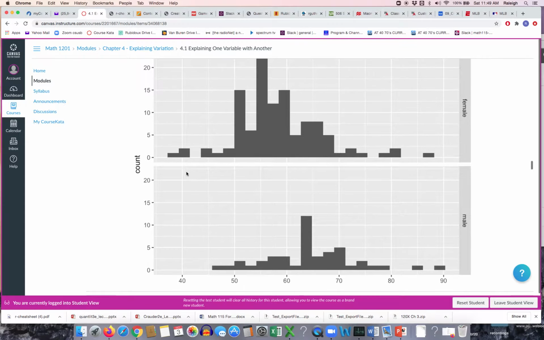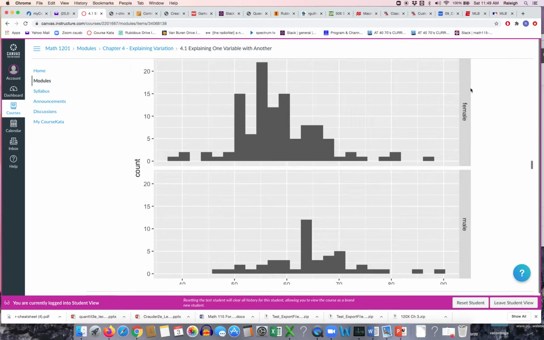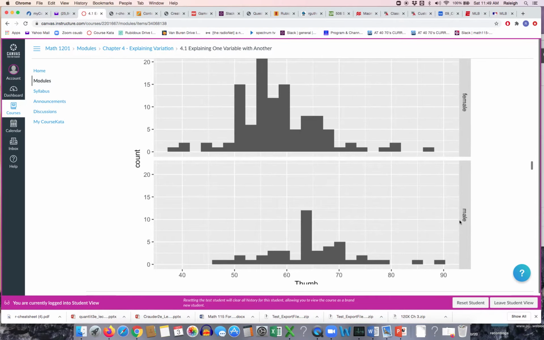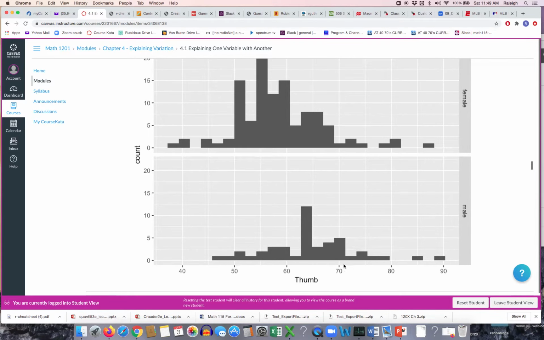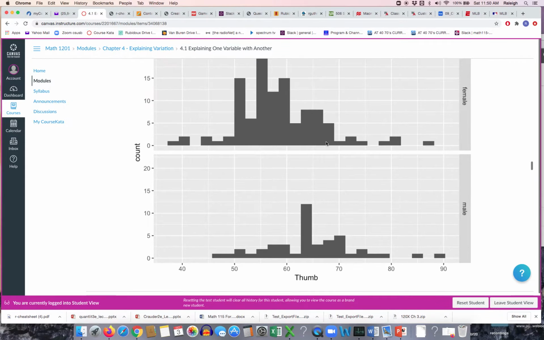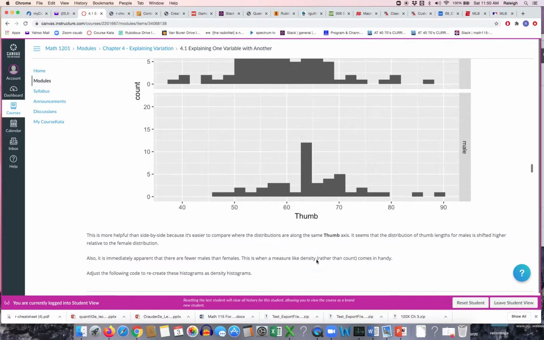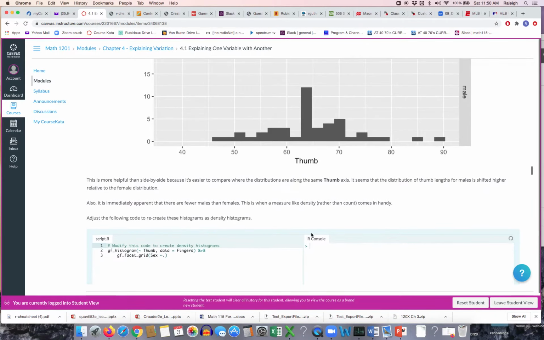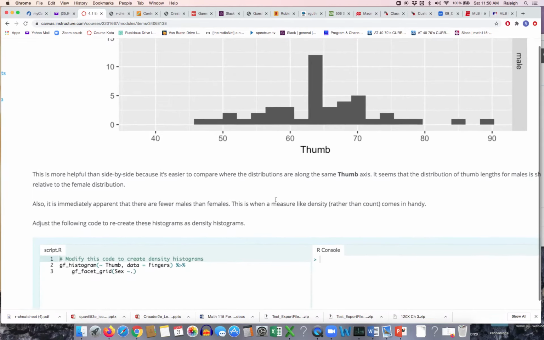And so what that does is it puts the females on top and the males on the bottom, still by thumb length, being arranged along the x-axis, and the counts, which are the same, being listed from 0 to a little past 20. And now you can definitely see the shift. The females are shifted a little bit to the left, the males are shifted a little bit to the right, if you imagine where the center would be. And yeah, that's the best one of all so far. This is more helpful than side by side, just easier to compare them.